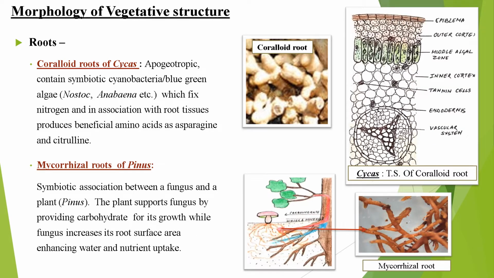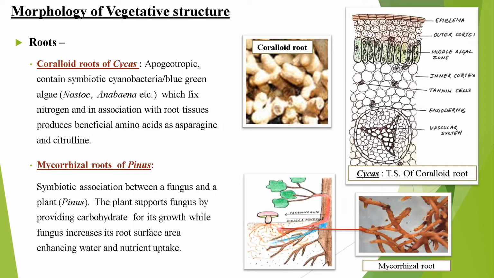Here in this slide you can see the picture of coraloid root of cycas and its anatomical view. Coraloid roots are apogeotropic, that means these roots grow above the ground surface against gravity. In this anatomical picture we can see the association of cycas with the algae, especially blue-green algae, which we also call cyanobacteria, that fixes nitrogen and also in association with the plant root tissue it produces the useful amino acids for the plant. Now about mycorrhizal root of pinus.